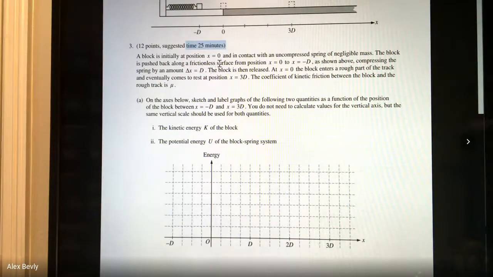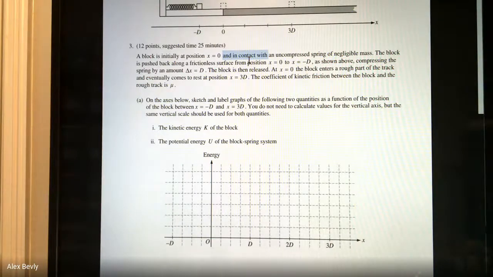Yeah. So we have this question. This is really similar to one we've done in class. So we have a block initially at position x equals 0. So it starts off at this position right here, in contact with the spring. We kind of went through that.